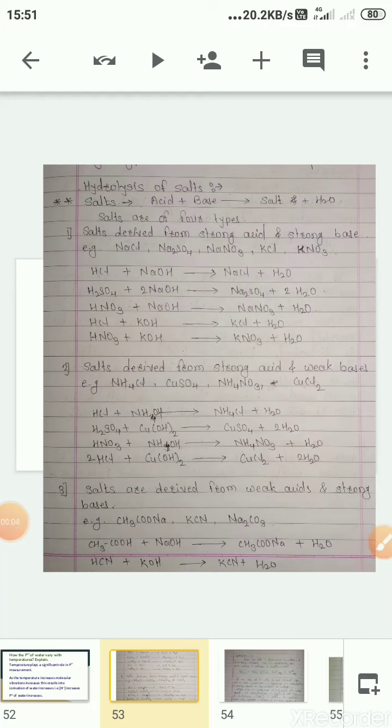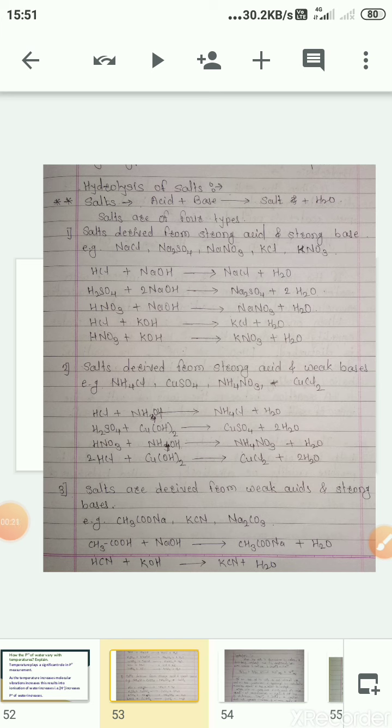Hello friends, let's start ionic equilibria. Next point is hydrolysis of salts. Before we start hydrolysis of salts, we have to see salts and types of salts.